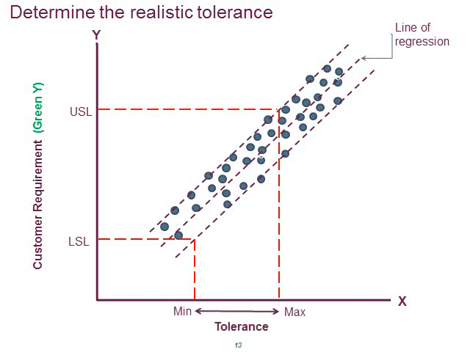Any value of the red X to the right of the maximum and to the left of the minimum results in a rejection of the green Y specification.